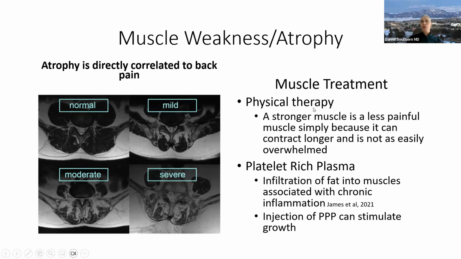Well, physical therapy is what we can do about that. You exercise a muscle, it gets stronger, no doubt about that. And a stronger muscle is a less painful muscle simply because it can contract longer and is not as easily overwhelmed. We can also inject platelet, not rich plasma. I should have erased that. This is platelet poor plasma. We use this specifically to inject muscles. And there are small studies that show when you do that, you can stimulate the repair, the regrowth of muscles, particularly when combined with physical therapy.